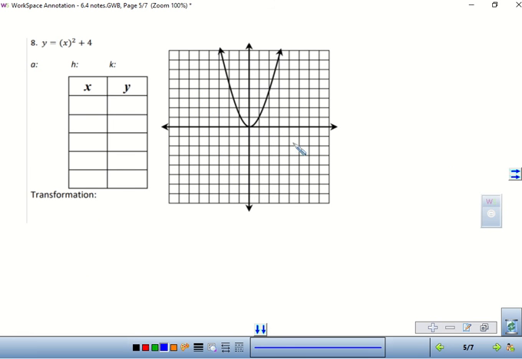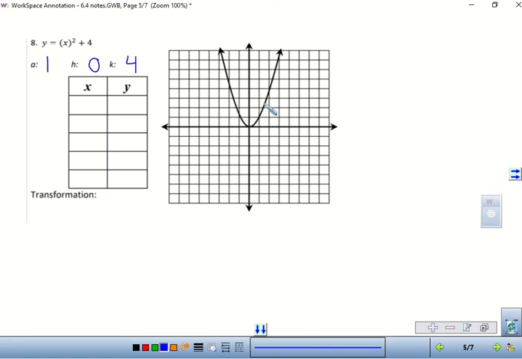All right, the next one. What's the A value on this one? 1. Good. Is there anything being added or subtracted from the X? No, but it's getting multiplied. Is K 4 this time? It is 4. K is the one at the end that's added or subtracted. H is what's inside the parentheses. And A is going to be on the outside in front if there is one.